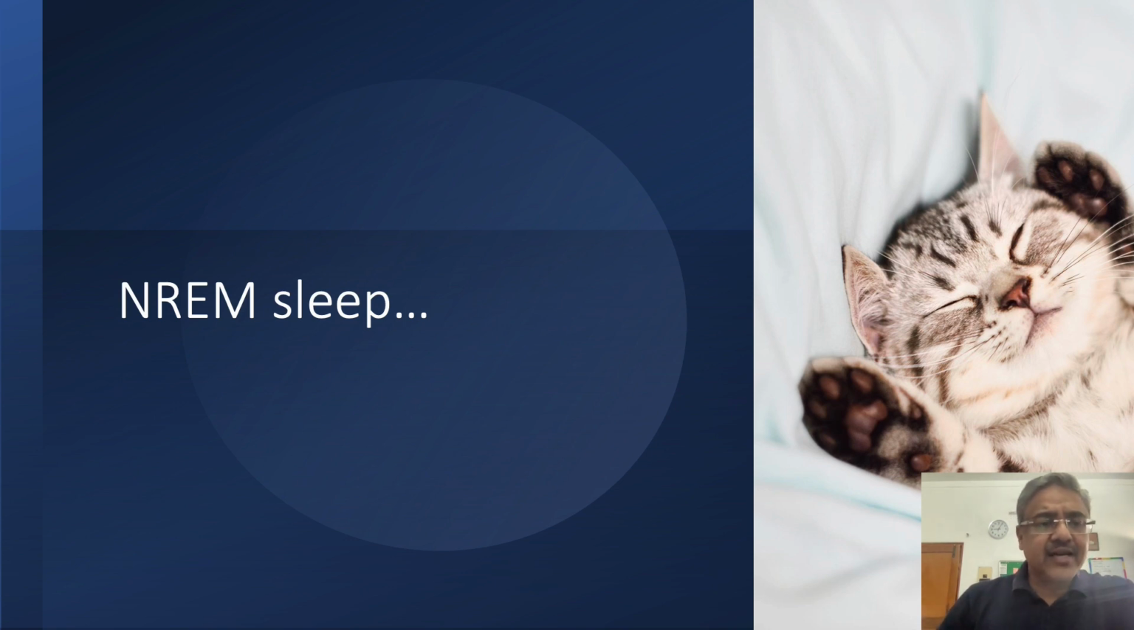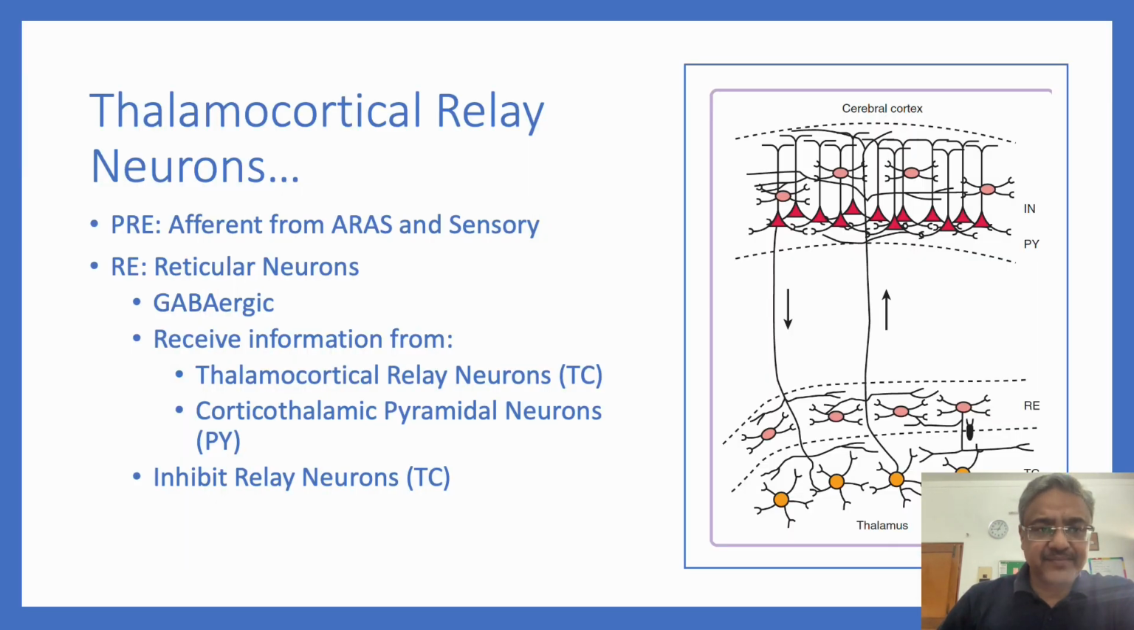Now, what happens during the non-REM sleep, and what are the different cortical activities that lead to the appearance of non-REM sleep? In the brain we have the thalamus as well as the cortex, and these two systems play an important role in the appearance of non-REM sleep. Between the thalamus and the cortex we have different kinds of neurons, and this group of neurons is called thalamocortical relay neurons.